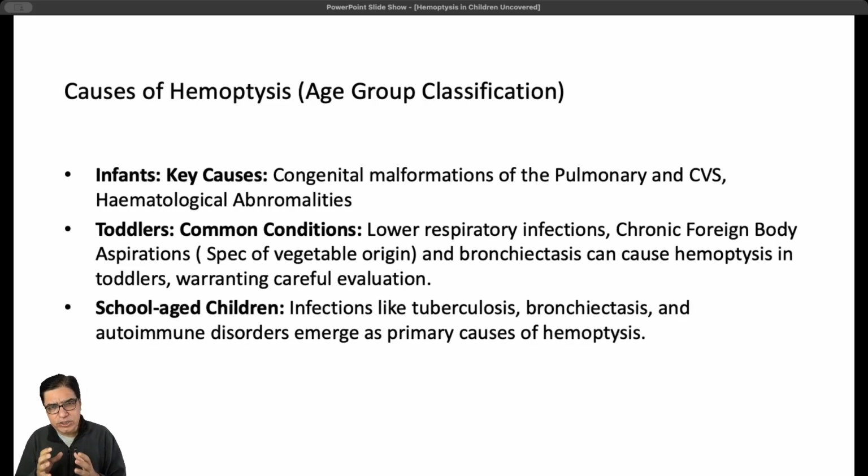In school age children, again the etiology depends from region to region. In developing countries, tuberculosis is still the most common cause of hemoptysis. So it's a bacterial infection, a mycobacterial infection, which is quite common in the poor countries, and that should be at the top of your head. But in developed countries, there are so many things you can think of. Repeated viral infections leading to inflammation can cause hemoptysis. You can think of the lower respiratory tract infection. Again, a lot depends on the clinical presentation.